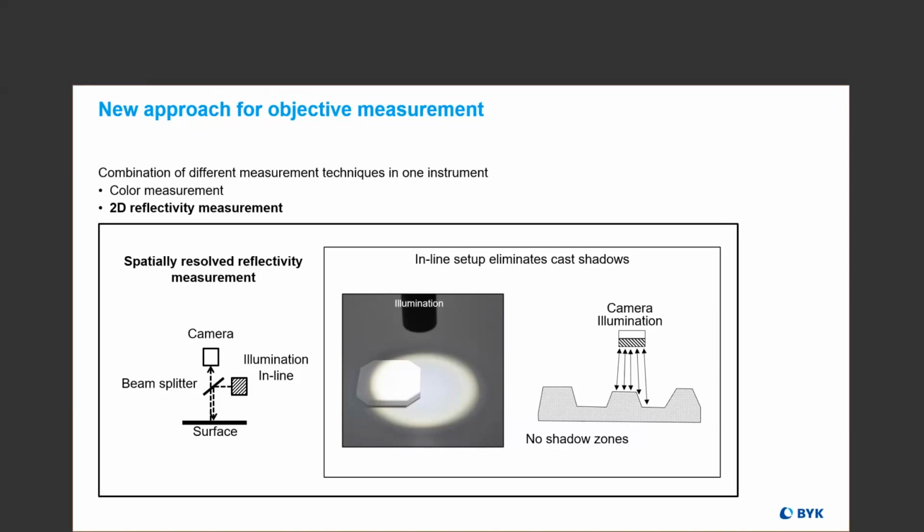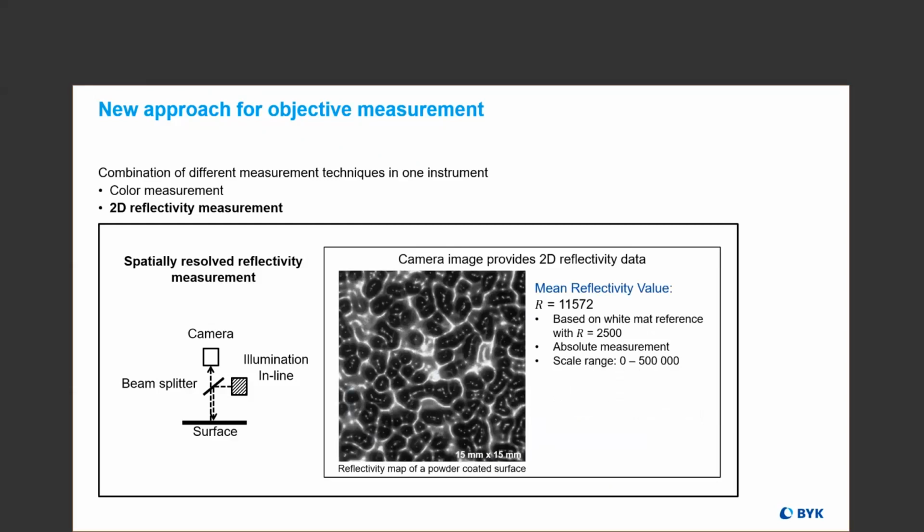And so this picture is taken under this illumination condition, and then that picture is analyzed pixel by pixel. So with 2D reflectivity, we actually get spatially resolved reflectivity measurements, which basically just means an image. Here we have a reflectivity map of a powder-coated surface. The dark areas are areas of low reflectivity, and the lighter areas have higher reflectivity. And each individual pixel is assigned a reflectivity value.